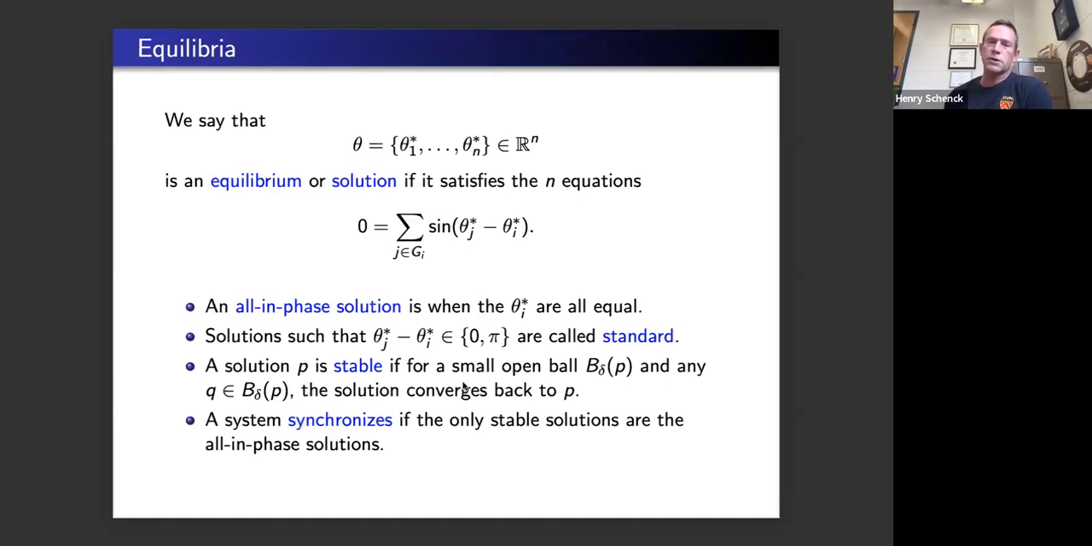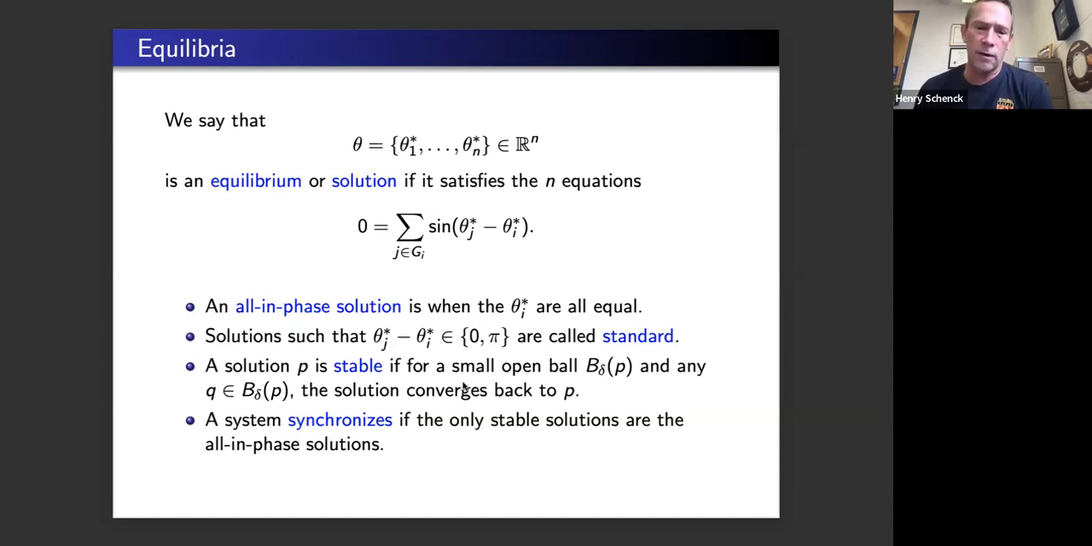But there are some other solutions that are called standard solutions. Because sine of 0 and sine of pi are both 0, anytime that the differences of the angles are 0 and pi, those are called standard solutions. So these are, again, things where we don't have to do any analysis at all.